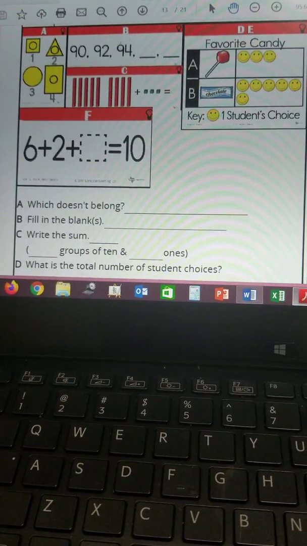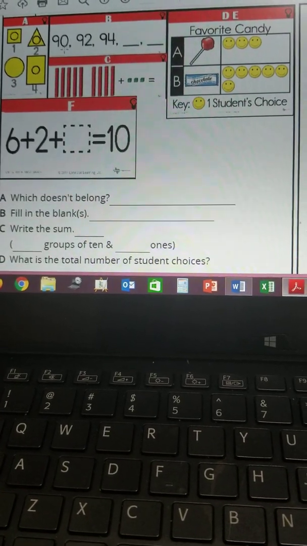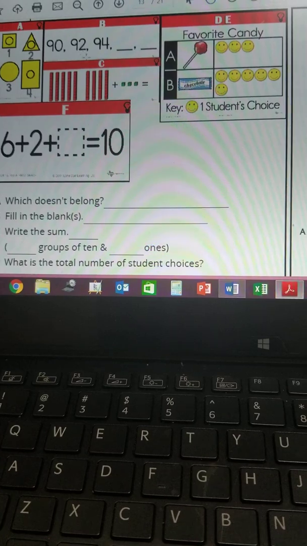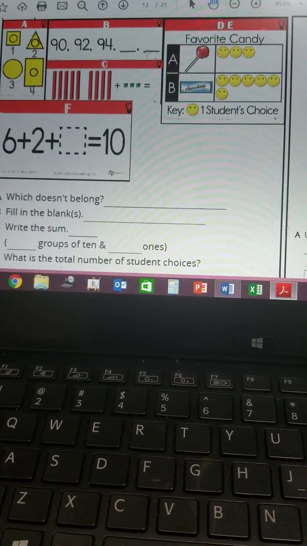Then we go to B. Fill in the blanks. You have 2 blanks after 3 numbers. Your numbers are 90, 92, 94. This is counting by 2s, so you've got to complete it. Give me the next 2 numbers.